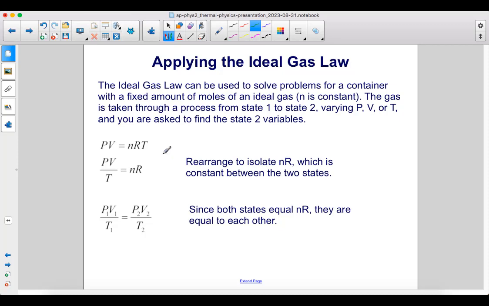The gas is then taken through a process from state 1 to state 2, and you can vary P, V, or T, and then you're going to be asked to find the other two variables. In that case, because you can divide T to the other side, nR is constant, which means in the first state you have PV over T, in the second state you have PV over T. And so you can have this equation right here that you can then use to solve for unknown variables.